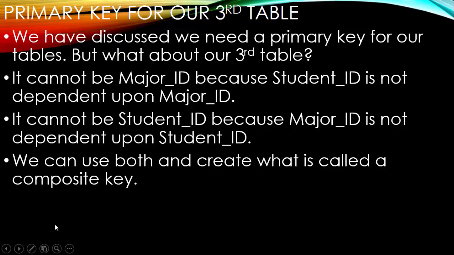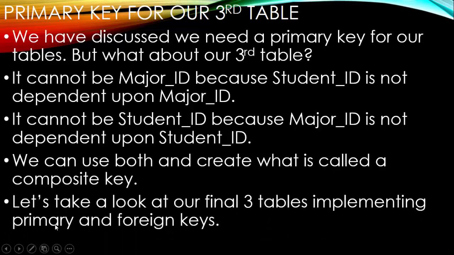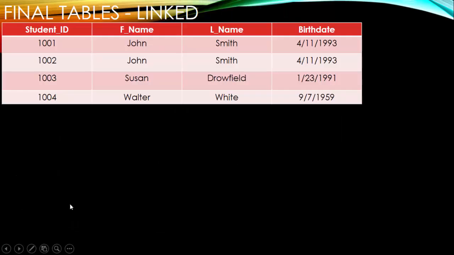Well, we can use both and create what is called a composite key. A composite key is when more than one attribute is chosen as the primary key, because the primary key should be unique. This means each row, I will never see the same data appear more than one time. So let's take a look at our final three tables, implementing primary and foreign keys, and link those three tables together.